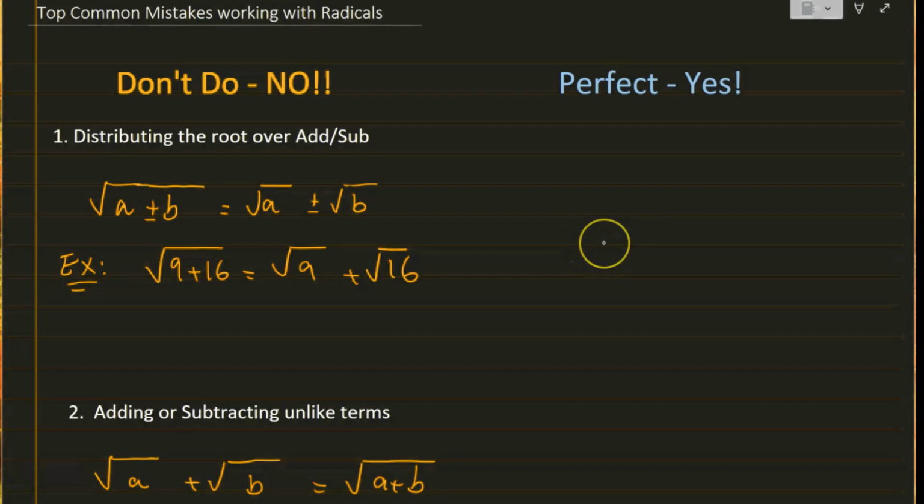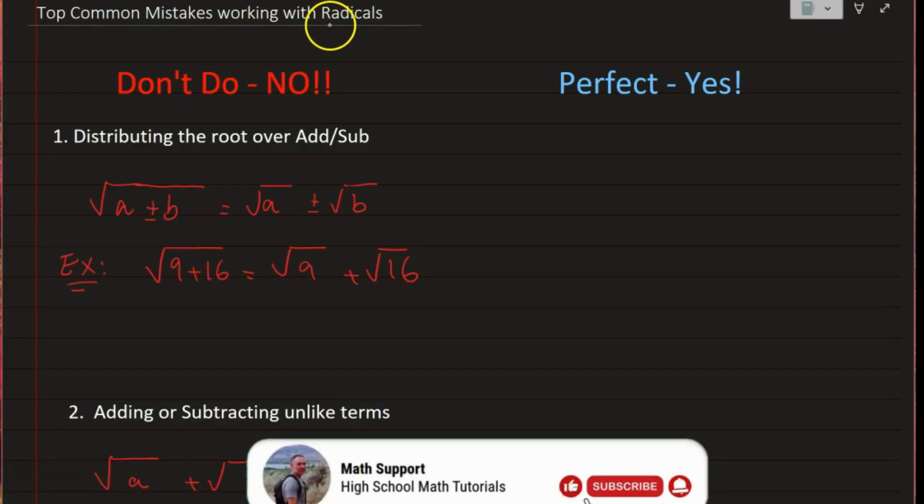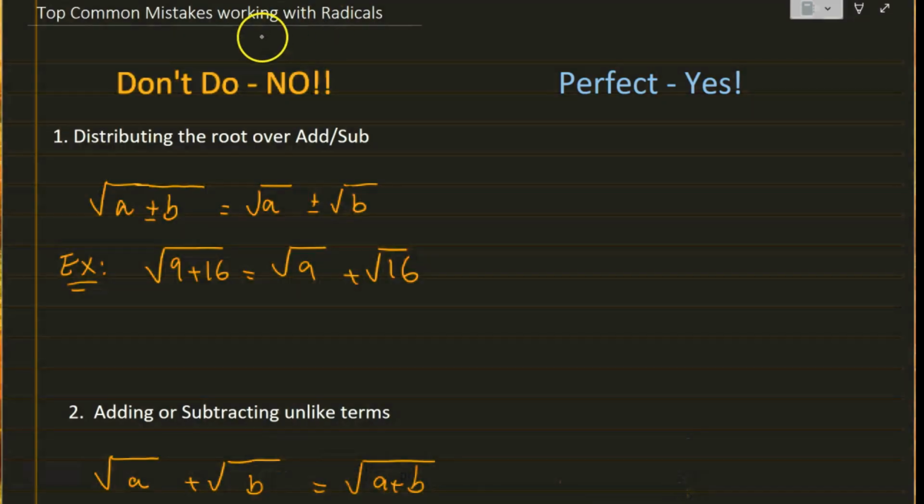Here is the topic of today: top common mistakes working with radicals. I did a couple of these examples in one of the videos before, but I decided to do the entire video just for radicals in every possible way, just short of talking about the radical functions. This is just the operational work with the radicals.